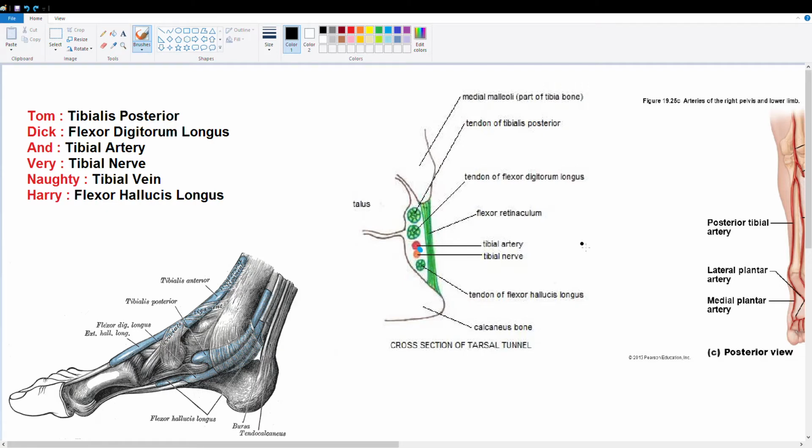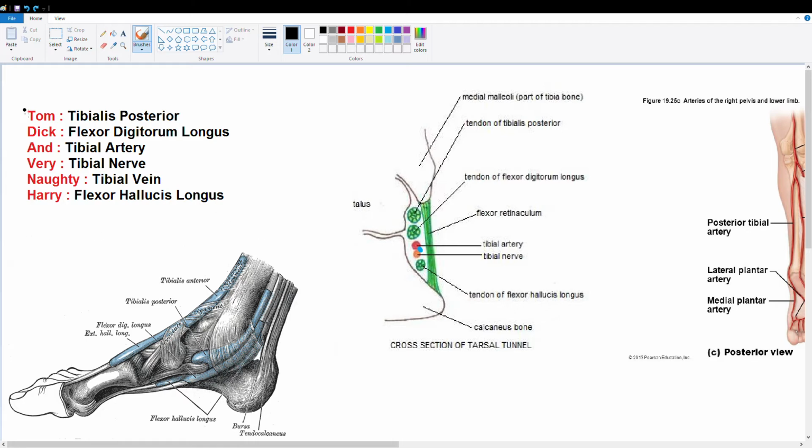Hey guys, so today's video is going to be on the tarsal tunnel, and this is essentially the carpal tunnel for your foot. And I'm going to be listing off the components of the tarsal tunnel using this acronym that's very handy to remember them. It's Tom, Dick, and Very Naughty Harry.